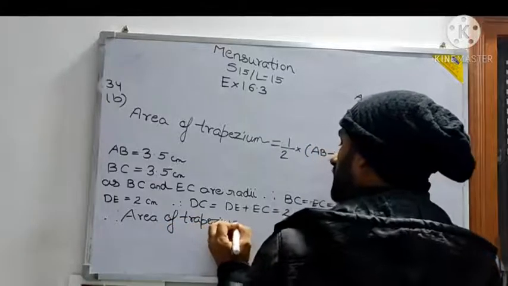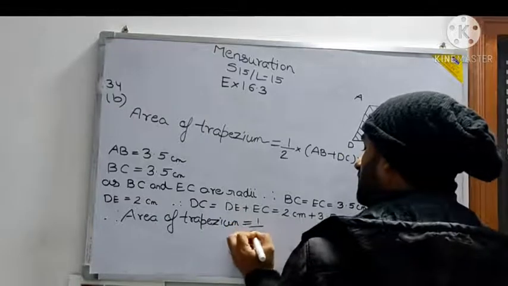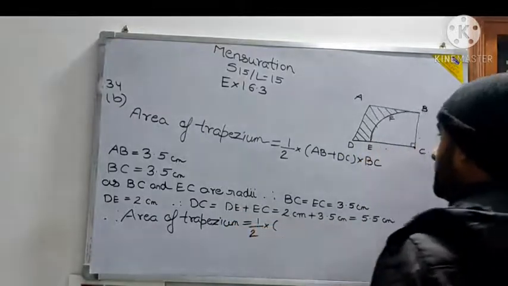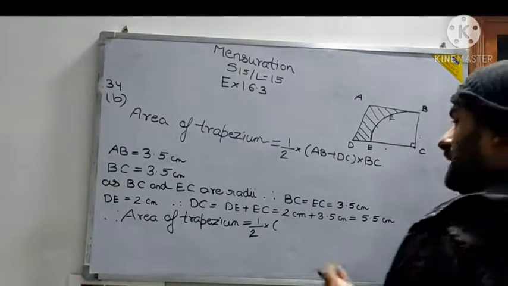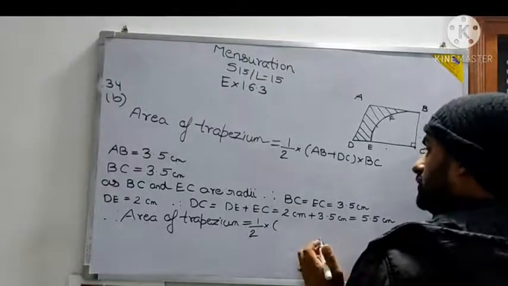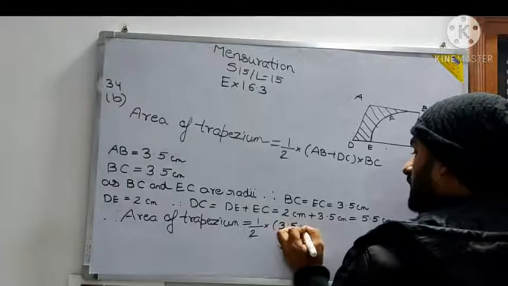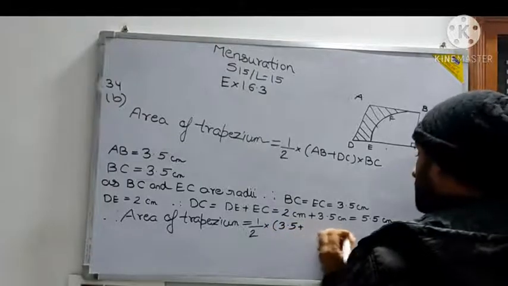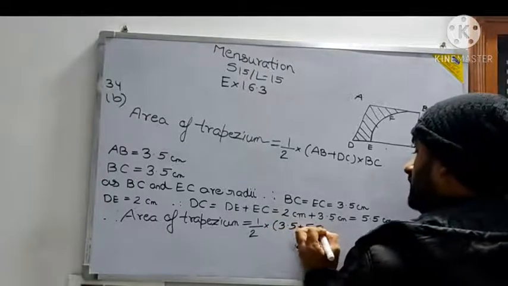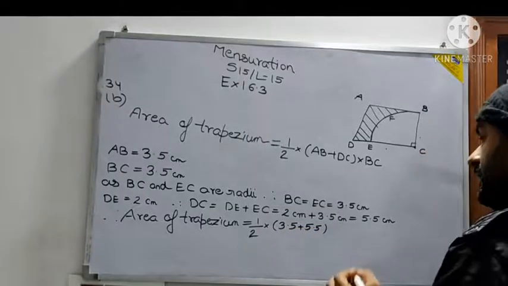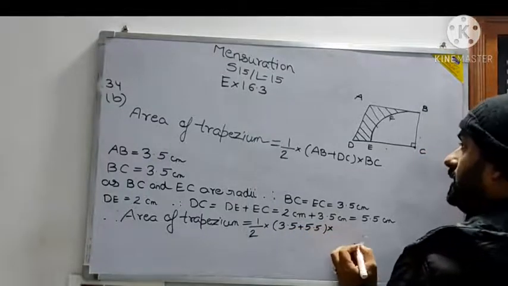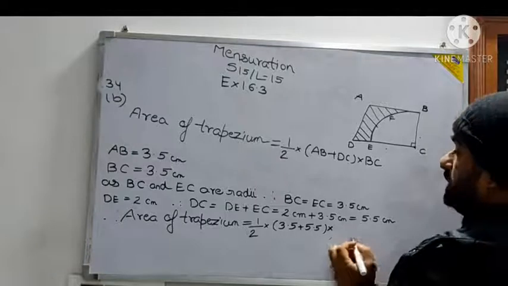this is quite an easy chapter, I feel. Sum of parallel sides. What is the sum of parallel sides? That we have formula already written. Now only you need to substitute the values. AB is 3.5 and DC is your 5.5. So 5 plus 3, 8, 9 into, or multiplied by BC. What is BC? It is also 3.5.